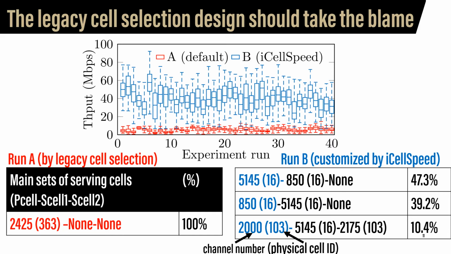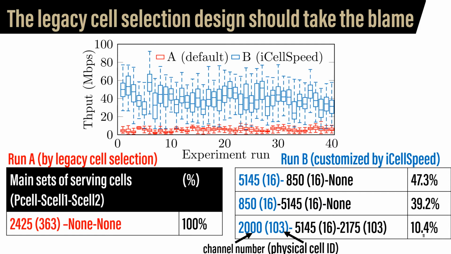While in run B, when our solution filtered out cell A by disabling band 5, we found that other sets of serving cells with carrier aggregation enabled will be selected to serve the device, and thus increase data speed. Here, we can see 3 different serving cell sets are more commonly used. For example, the first set uses 2 cells, one operated on channel 5145 in band 12, and another cell operated on channel 850, which is in band 2.